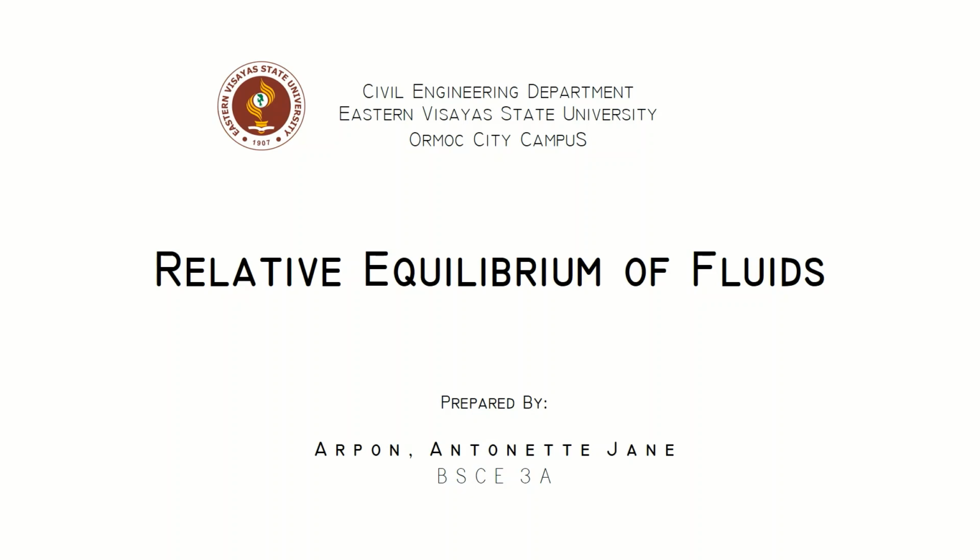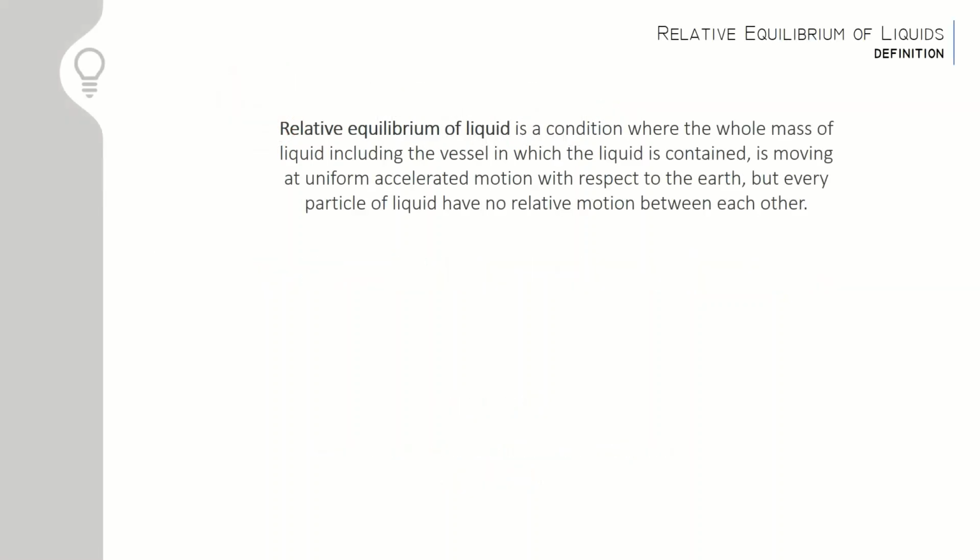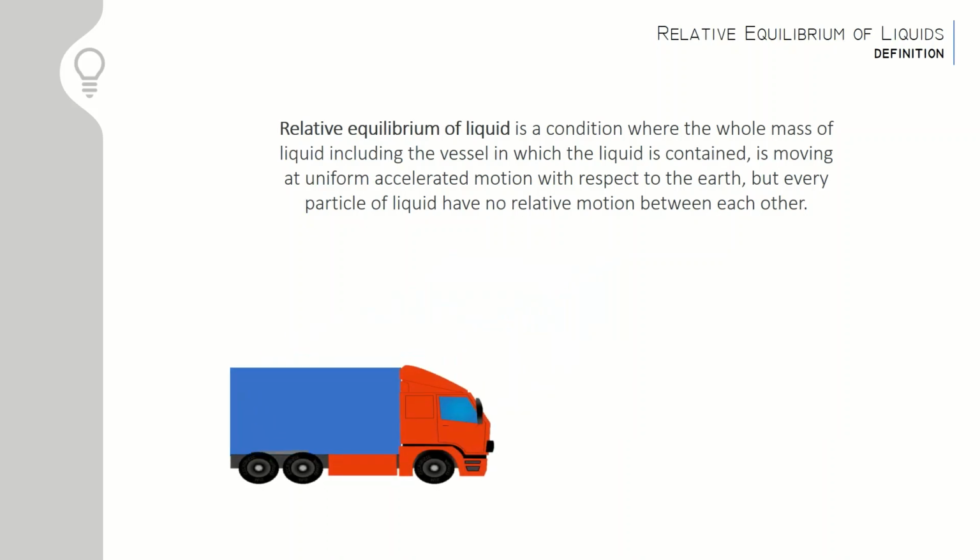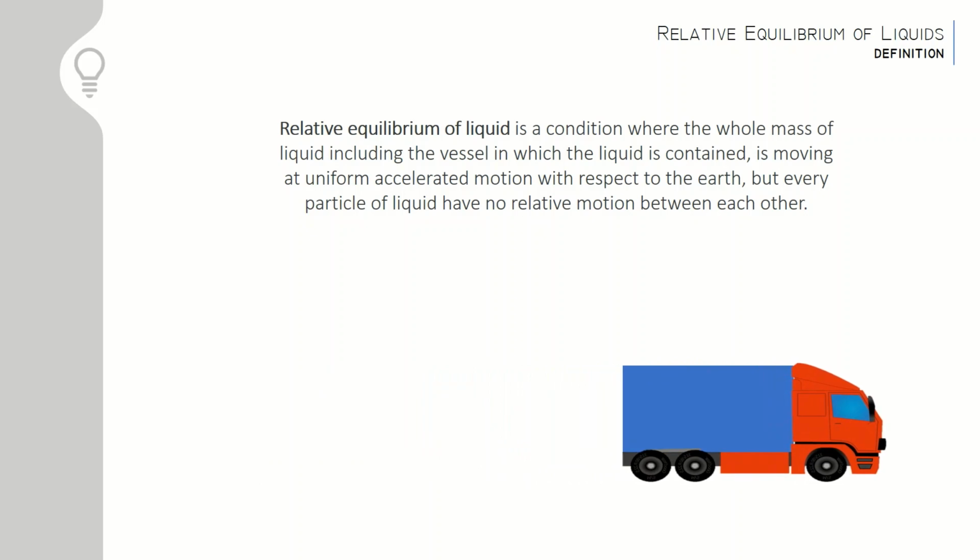Our topic is relative equilibrium of liquids. Now let's know what this topic is all about. When we say relative equilibrium of liquid, it is a condition where the whole mass of liquid, including the vessel in which the liquid is contained, is moving at uniform accelerated motion with respect to the earth, but every particle of liquid has no relative motion between each other.